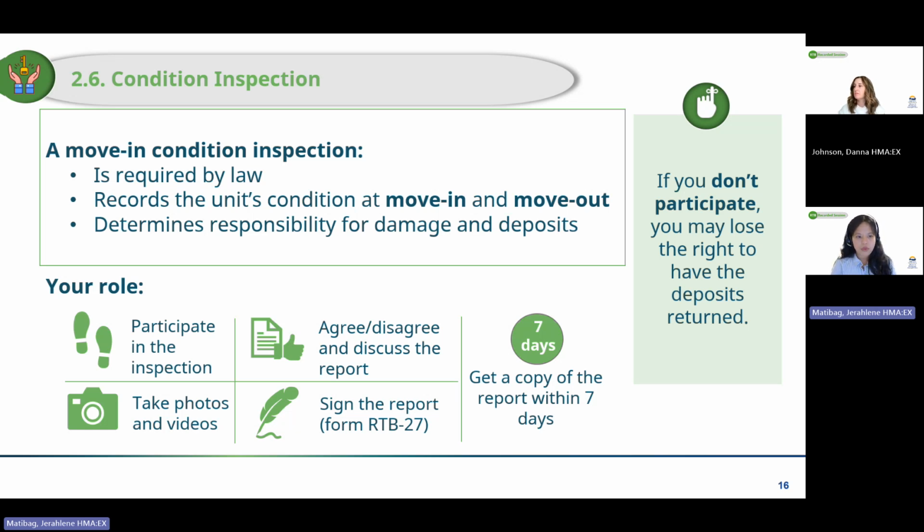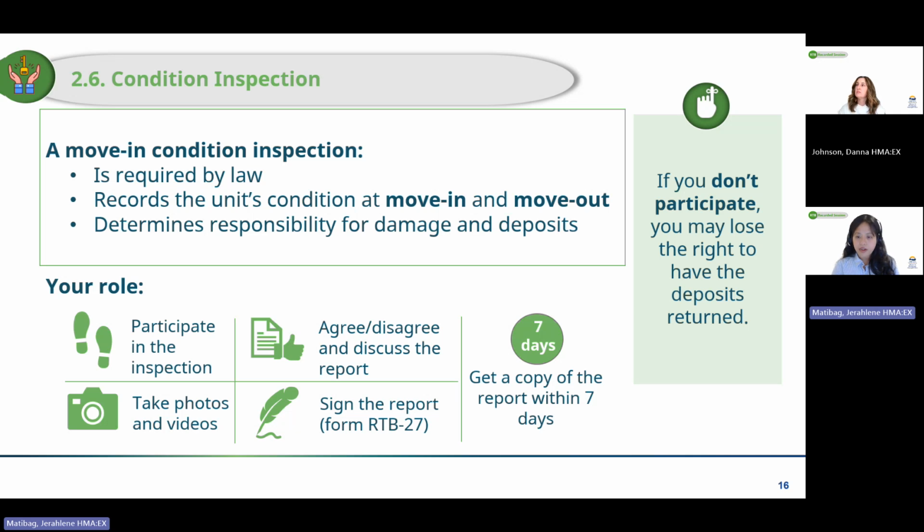Next is take photos and videos. So during the inspection, look through the unit carefully, point out any damage or cleanliness issues, and take your own photos and videos for your own records. The landlord may take their own photos, but having your own set protects you in case something was missed. And the next, agree and discuss what needs to be repaired. At the end of the inspection, you will have the chance to review the landlord's note on that report.